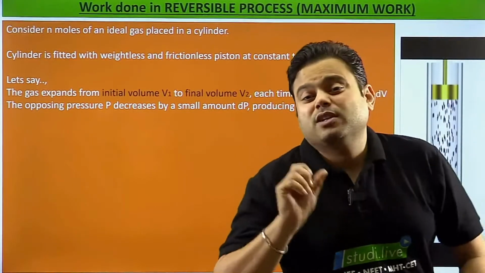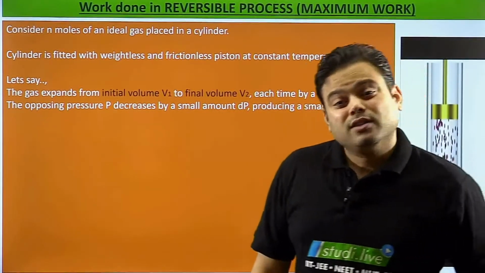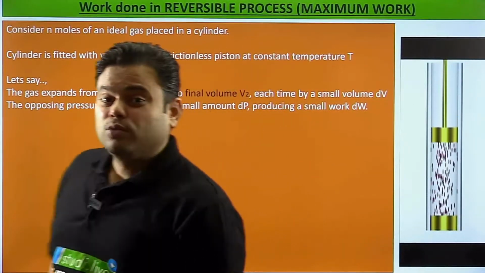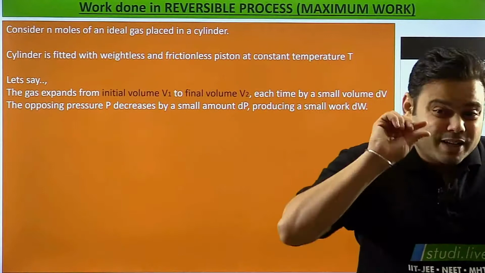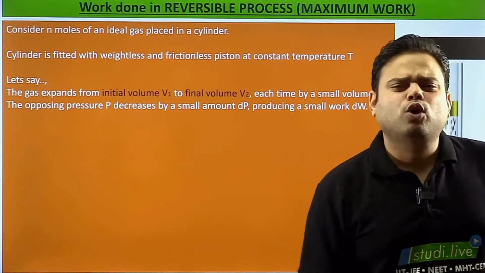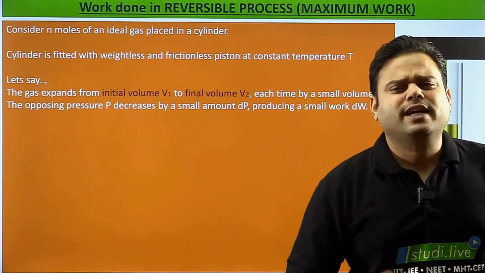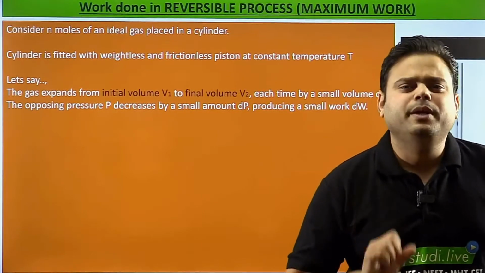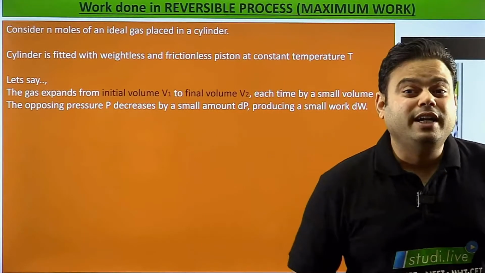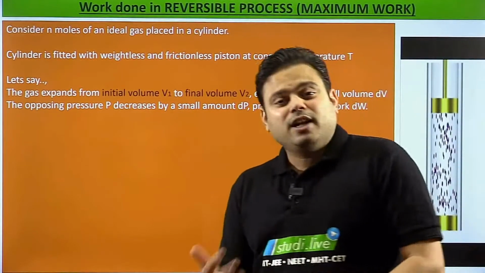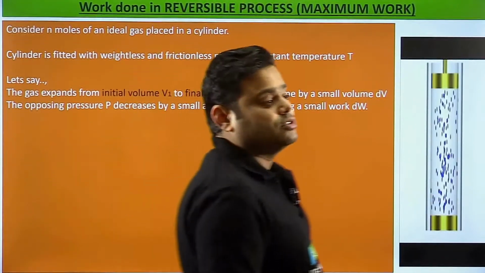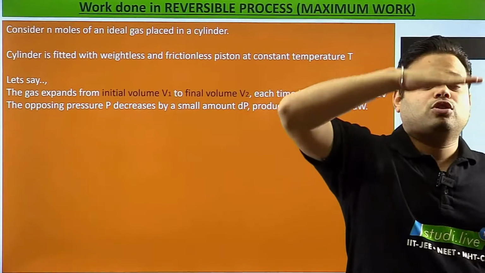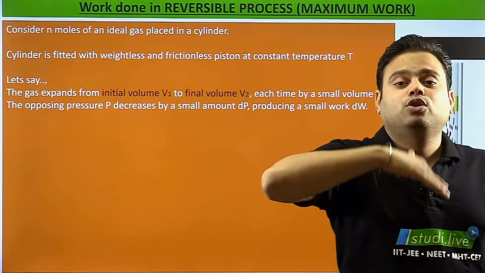It is performing a small work dW. The volume is changing by a small volume dV. ऐसा n number of times perform होगा. Every time the gas will increase slightly by a small volume dV, it will oppose the external pressure by a small amount dP. It will do a small work dW. And when this repeatedly happens, what you notice? The total change you notice, the total change that is from V1 to V2.